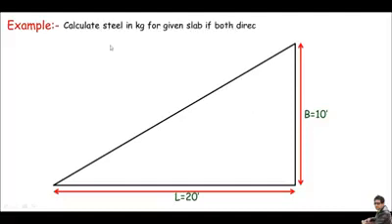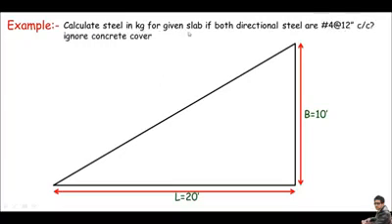and we are demanded to calculate steel just in kg. Yes, I like this word, in kg. And the slab is already given, right? We are also informed to take the steel in both directions same, which is just number 4 bar at the rate of 12 inch center to center. And of course we can just ignore concrete cover over here.